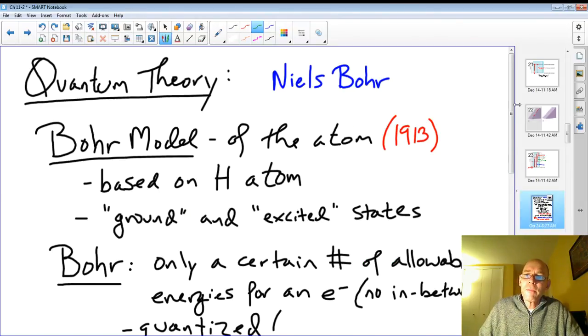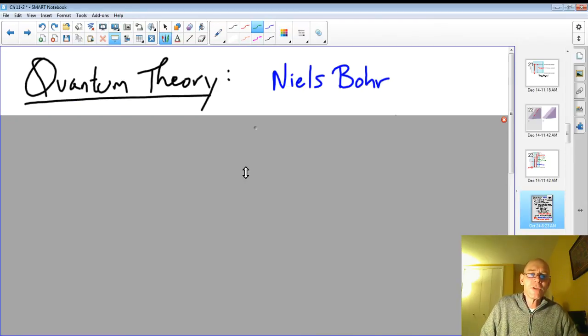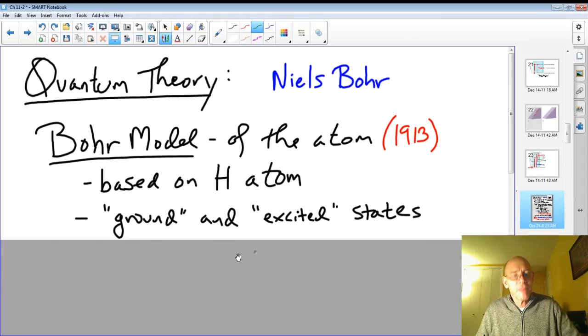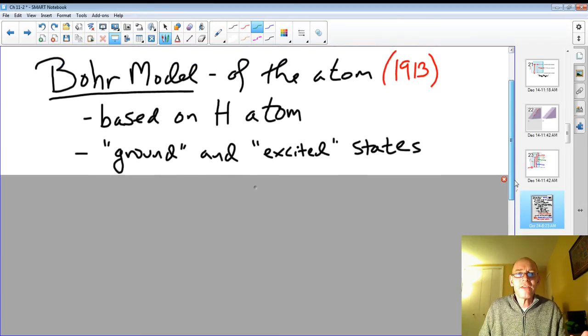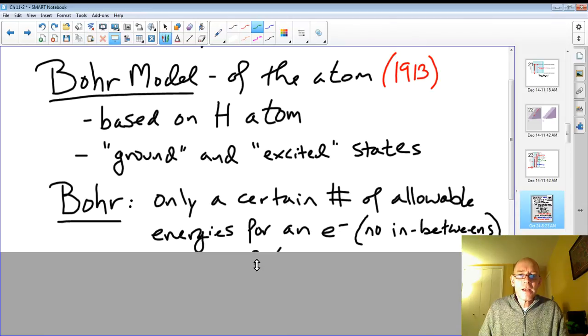So, I've skipped ahead a little bit, but this is the Bohr model of the atom. Niels Bohr in the early 1900s based his work on explaining this line spectrum of light. He based it on the hydrogen atom. But why would you do that? Why would you base it on the hydrogen atom? Simplest possible case, right? One proton, one electron, and that's it. And he coined these terms, the ground state and the excited state for the electrons.